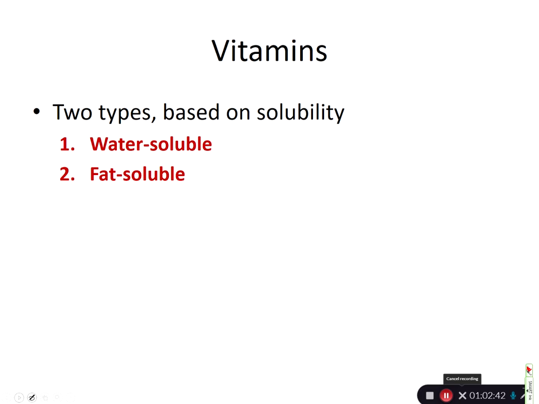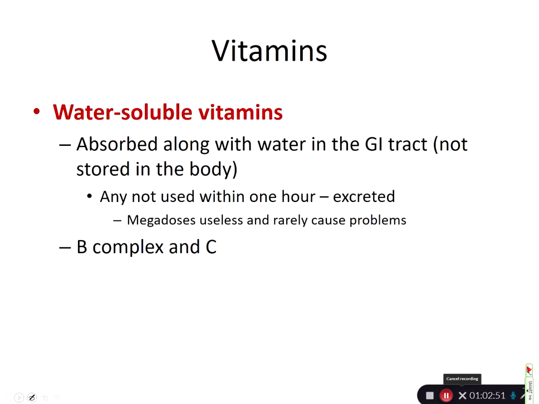Now, our vitamins, we've already talked about, we classify them as fat soluble. We have 4 of those, A, D, E, and K. All the rest are water soluble. Water-soluble ones get pulled out of your food and they're absorbed in the GI tract. They're absorbed in the small intestine with water, but they're not stored in the body. Any that's not used within about an hour or 2 is going to get pulled out by the kidneys and excreted in your urine. So mega doses of water-soluble vitamins, not an issue.